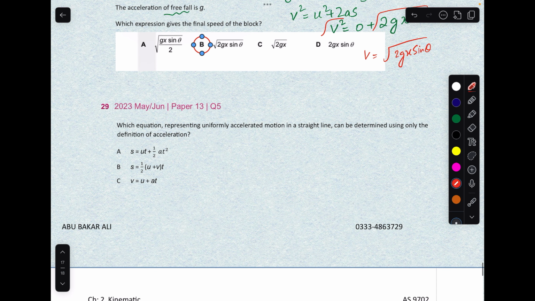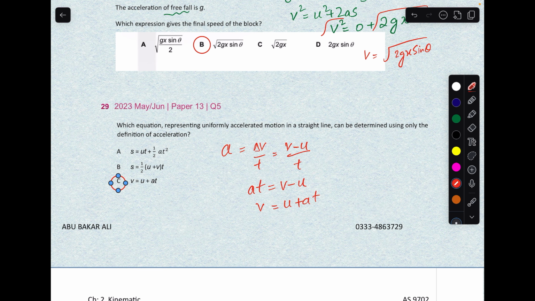In question 29, which equation represents uniformly accelerated motion? A straight line can be determined using only the definition of acceleration. What is the definition of acceleration? It is the rate of change of velocity over time. Change in velocity is v minus u, divided by t. So if you rearrange it, it will be at equals v minus u. So v equals u plus at. Okay, so from the definition you can find this equation.